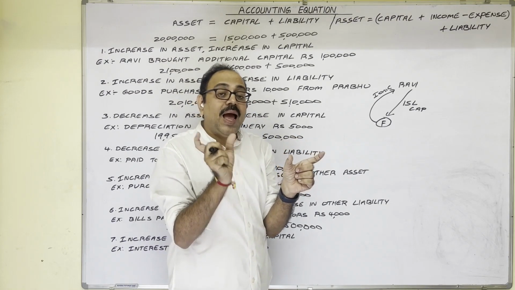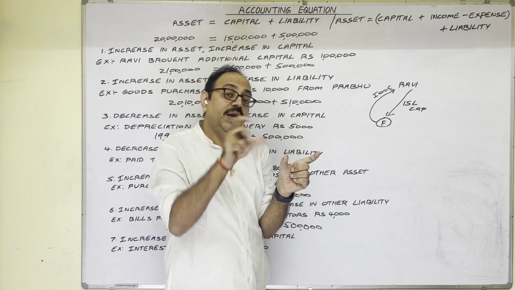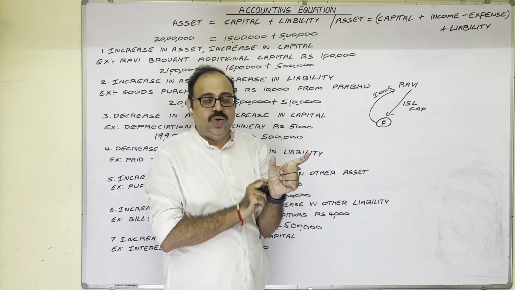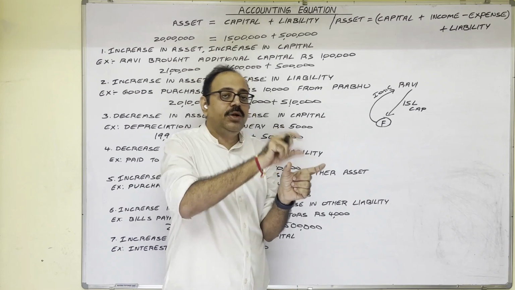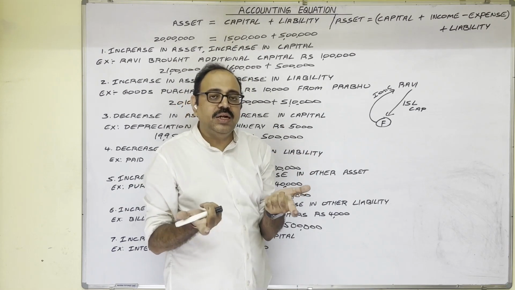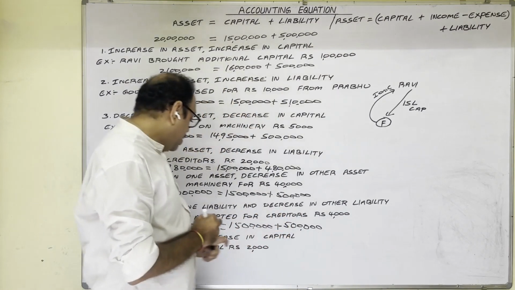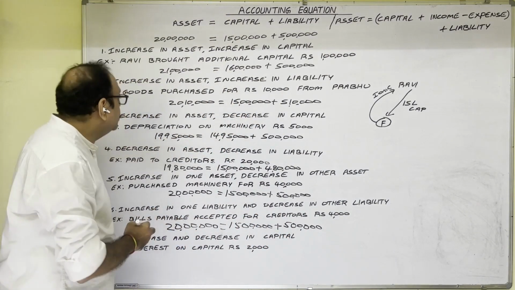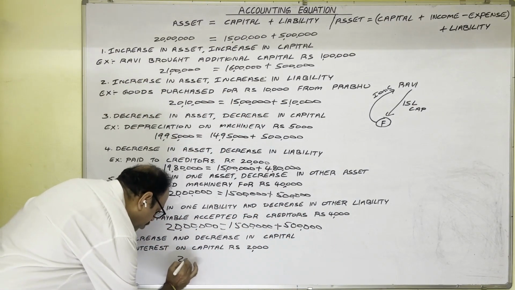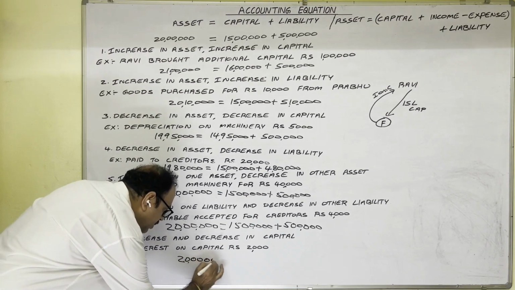Interest on capital, as this is an expenditure, we are deducting from capital. So 2,000 we are adding, again 2,000 we are deducting. Final result is there is no change in capital. So capital amount remains fixed. 20 lakh rupees, there is no difference in assets now.